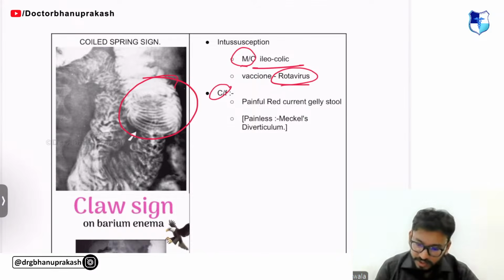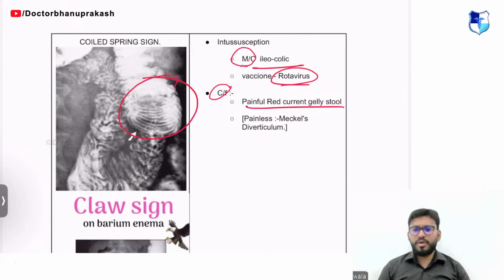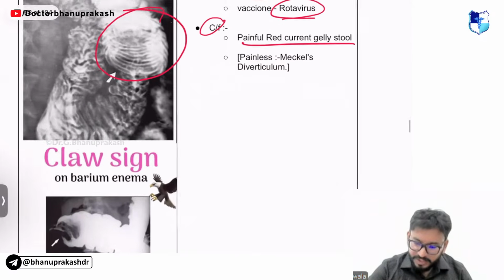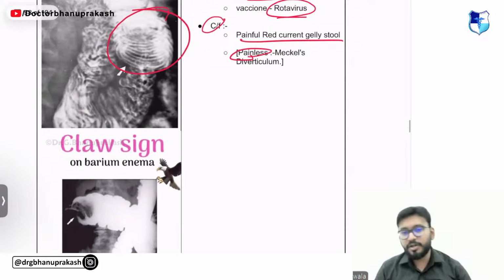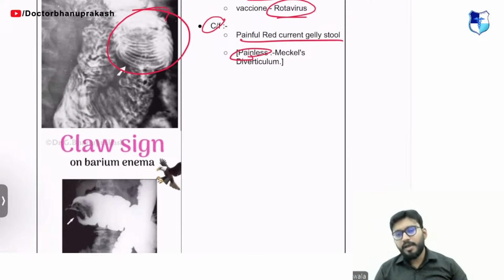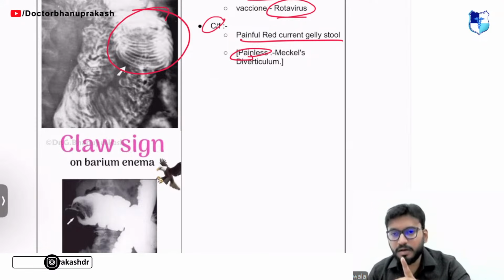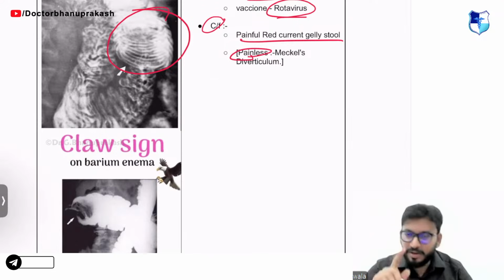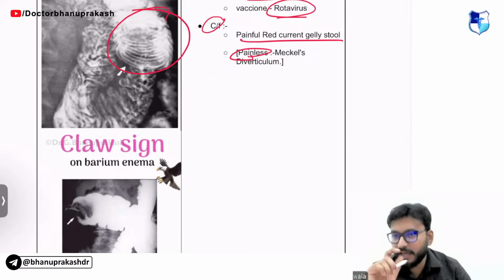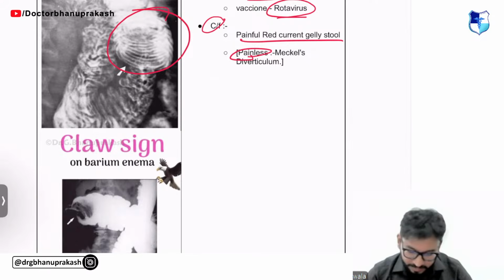Clinical features: painful red currant jelly stools. This is one of the clinical features. But if it is painless, guys, remember that indicates a Meckel's diverticulum. And one point about Meckel's diverticulum that I want to ask you: which is the nuclear medicine scan or radionuclide scan that we do for Meckel's diverticulum? Come on, guys. We'll come to it later. But does anyone know which particle is used for Meckel's diverticulum?